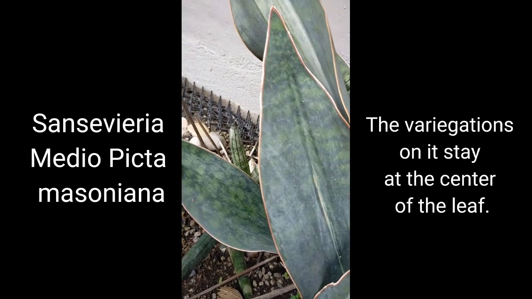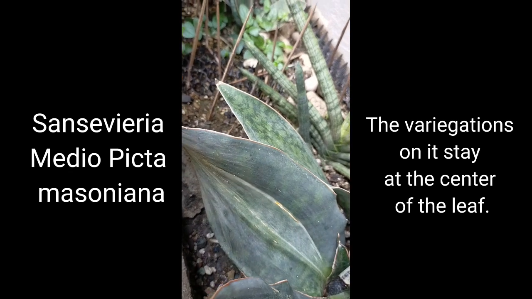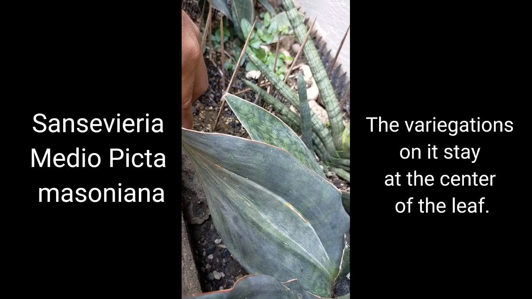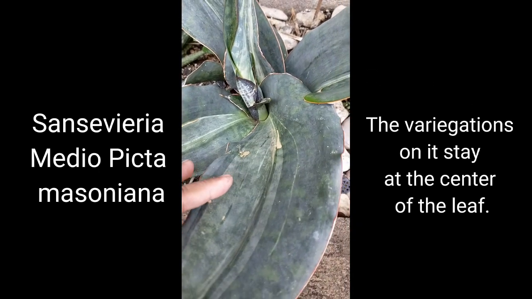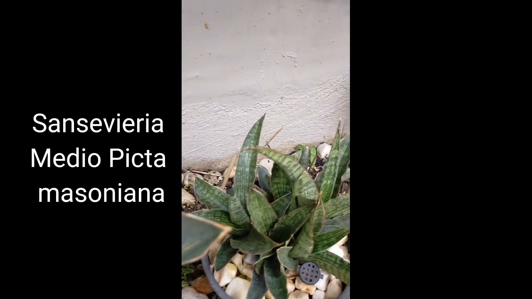Some of the leaves do not have them though, but most of it, oh, this one's very hard. I can't twist it. Alright, there you go. That's the white variegation on the center of the leaves.